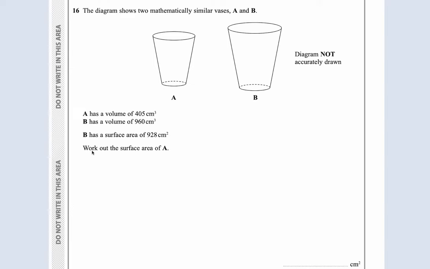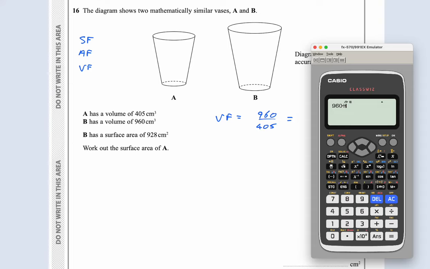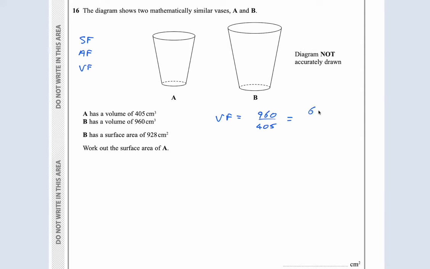Similar shapes. A has a volume of 405, B has a volume of 960. The volume factor, so guys, if you've ever seen any of my scale factor questions, I always do scale factor, area factor, volume factor. So my volume factor is 960 over 405, because this is just this divided by this. Okay, well, actually, I'm going to leave it like that because I quite like that number. It's 64 over 27, and I'll show you why I like the number in a second. That is the volume factor.